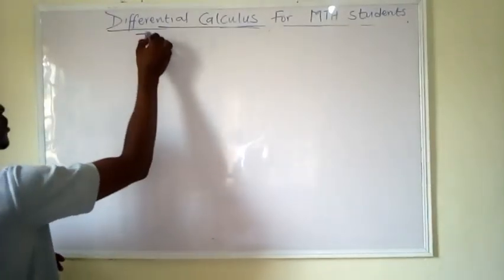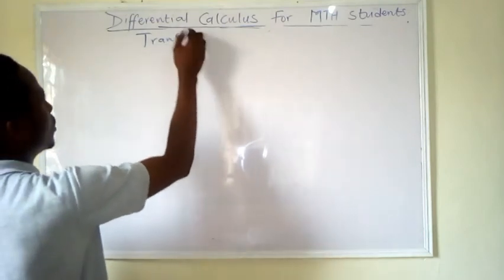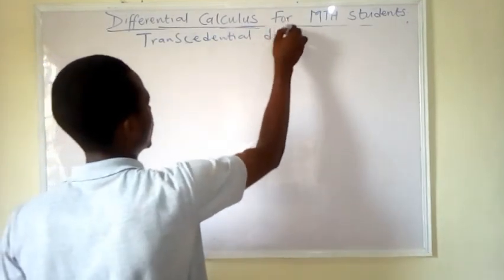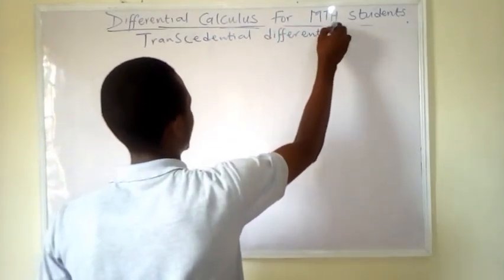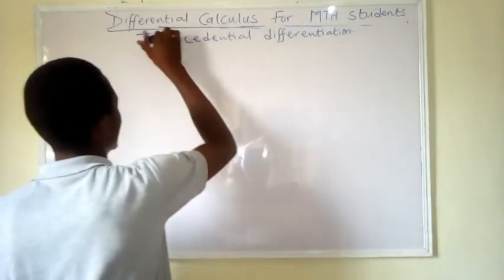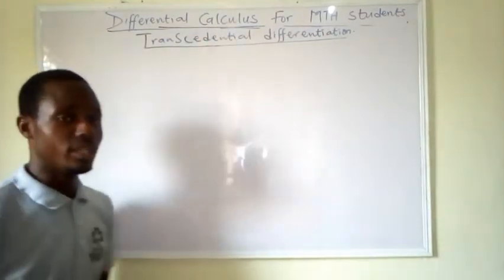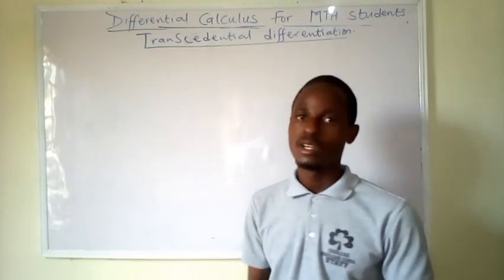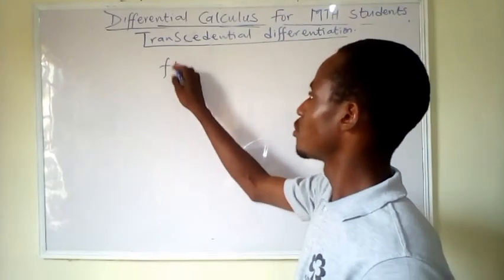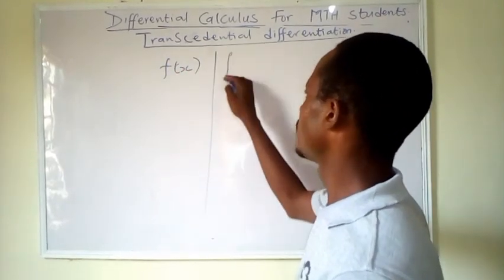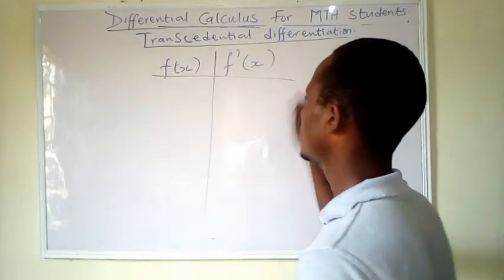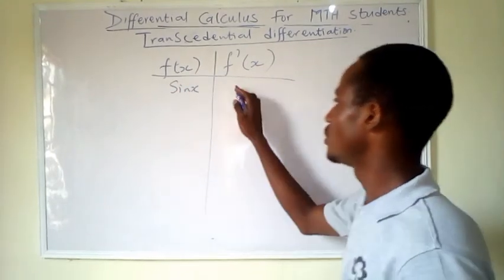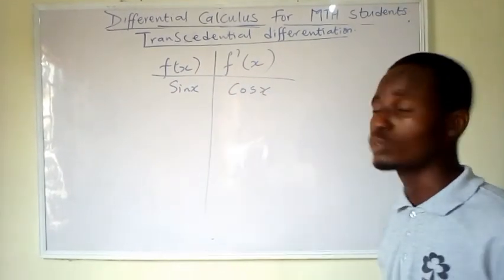Transcendental differentiation. We call that transcendental differentiation. I have to give some standard derivatives to understand this. So, if I have a function of x, the derivative will be what? So now, I will start with sine x. The derivative is cos x. This can be proved from first principles.